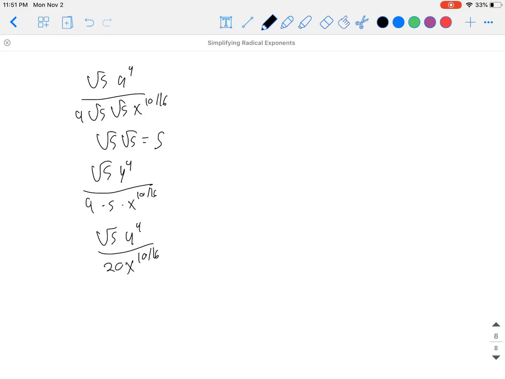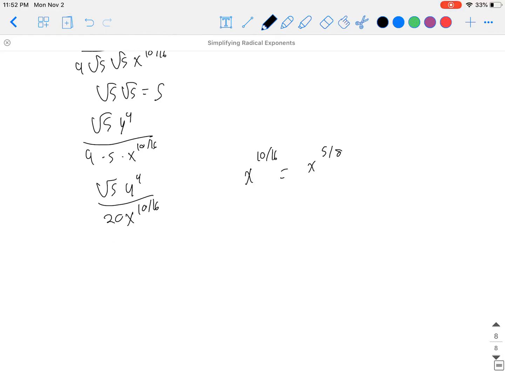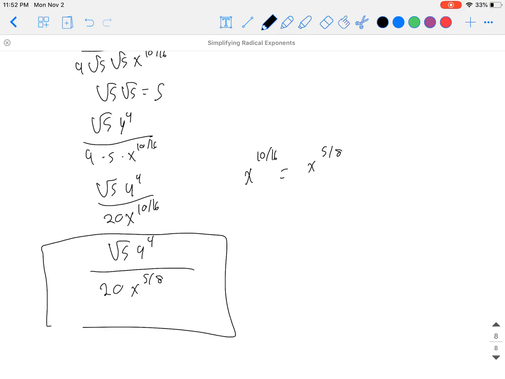Our last step is going to be to reduce x to the 10 over 16 into x to the 5 over 8. So by doing that, we can finish the simplified expression as square root of 5 times y to the 4th divided by 20 x to the 5 over 8. And this right here is the simplified form of the expression.